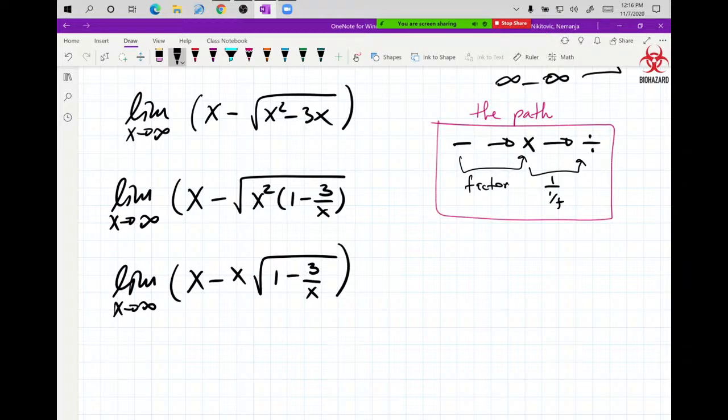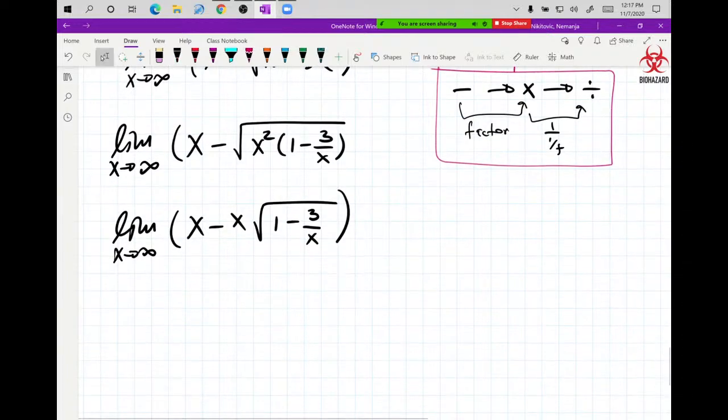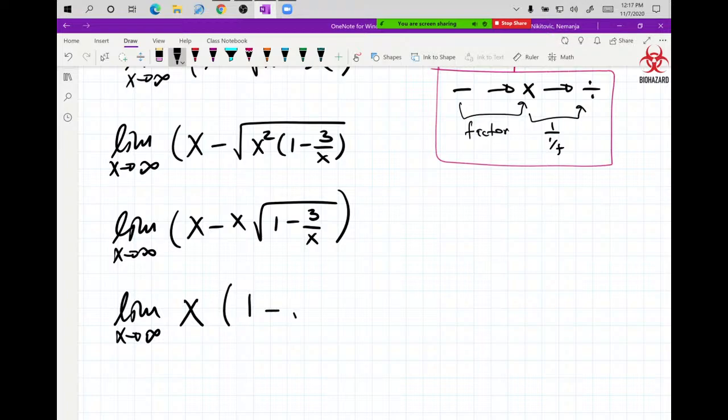So this is our first part. Now we're going to do the next step, which is factor out x, and we finally are getting our multiplication done. So now when you factor out x, you are left with 1 minus the square root of 1 minus 3 over x. So now, what are you getting when you plug in infinity?